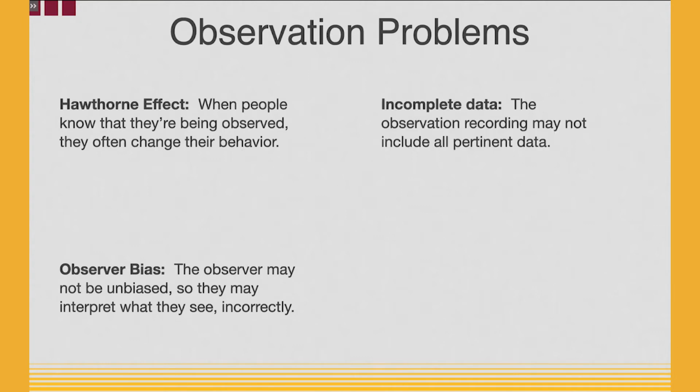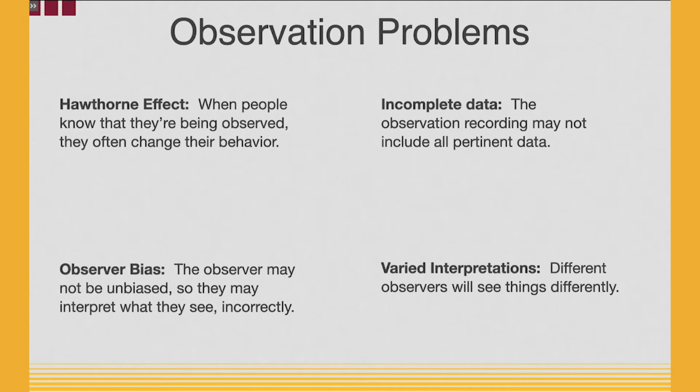Another one could be incomplete data, and that just means the observation recording or notes may not include all the pertinent data. The observer may leave some things out in their notes. And then varied interpretations. If you have multiple observers, they may see and probably will see things differently. So that also can cause problems in your data.